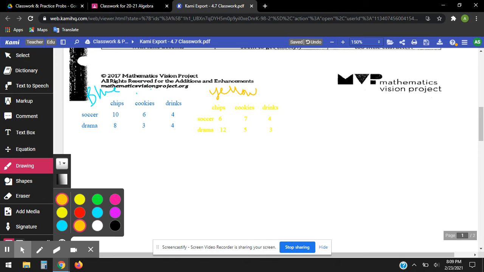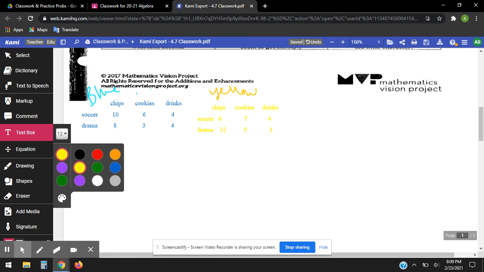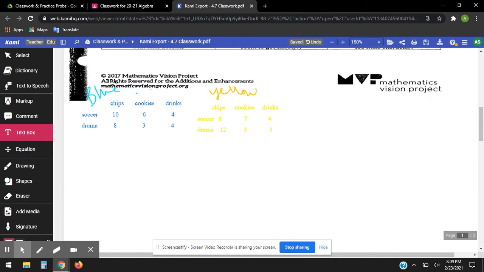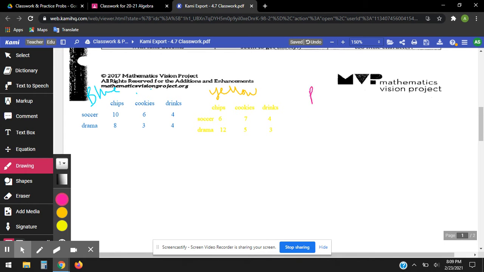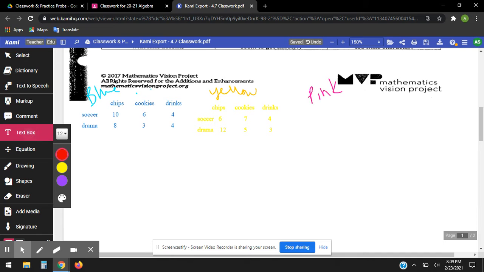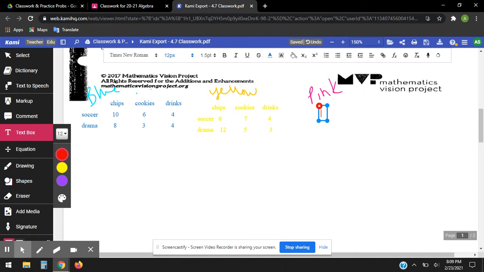Now we need to do the pink. Let's see if we have a pink in our colors over here. We'll have to do red because we don't have a pink. Okay, so our pink Post-its, we're going to do the same thing. Space here. They're doing this each year. Chips, cookies, soccer, drama. All right. So now we got to find them under the pink ones.